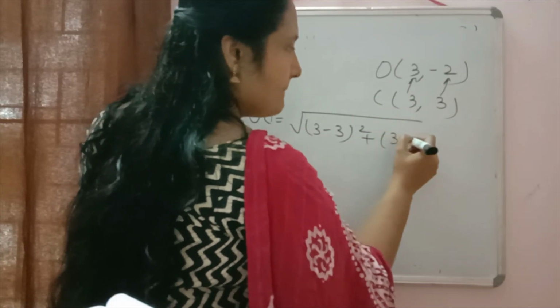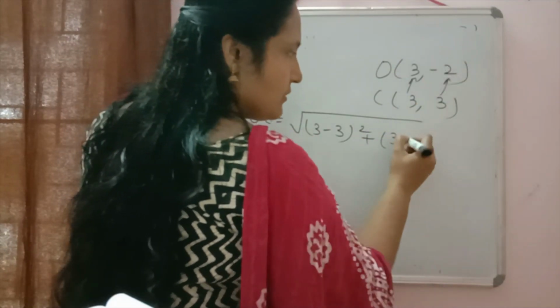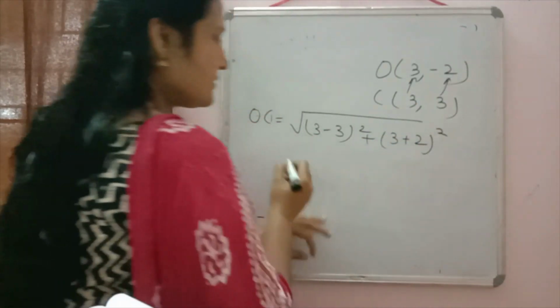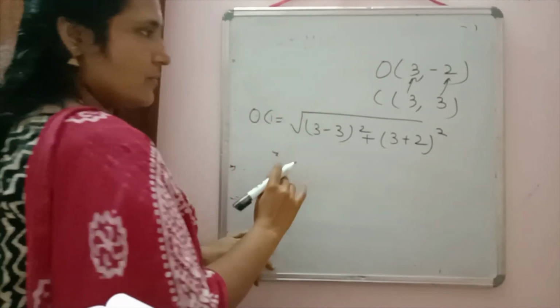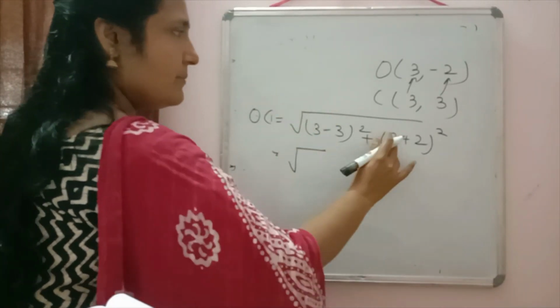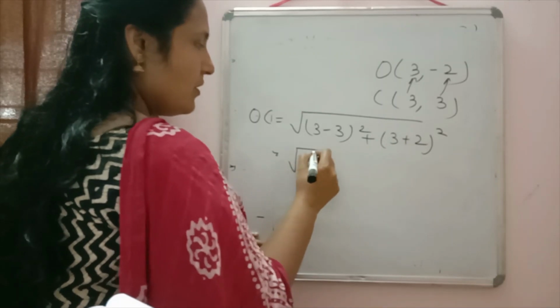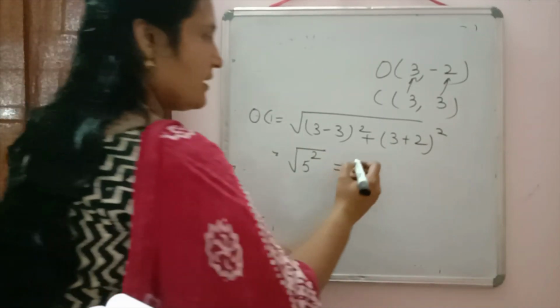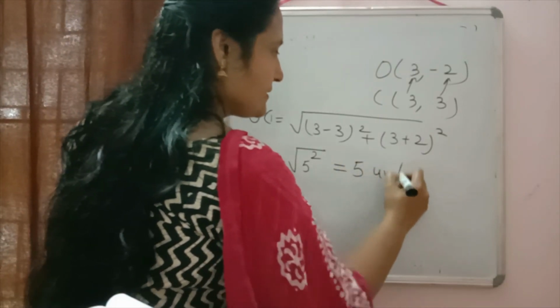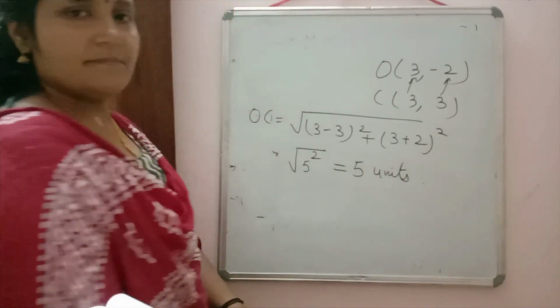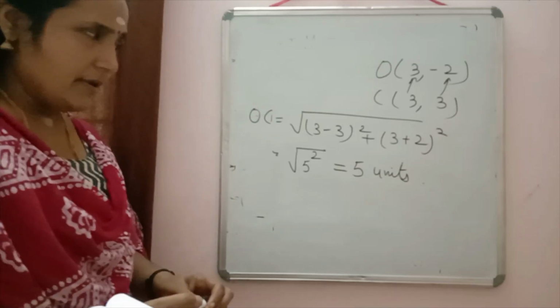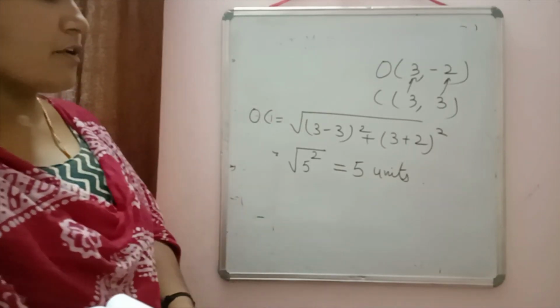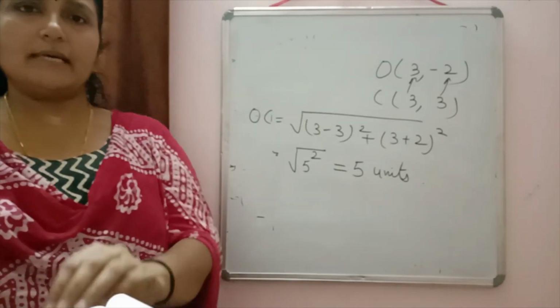So 3 minus 3 the whole square plus 3 minus minus 2, it will become plus 2 the whole square. 3 minus 3, 0, cancelled there. So inside the bracket we are getting 3 plus 2, 5 square. We have only one term there. So square root and square will get cancelled. We will get the radius as 5 units. So in this way we can apply the concept of distance formula in so many situations.